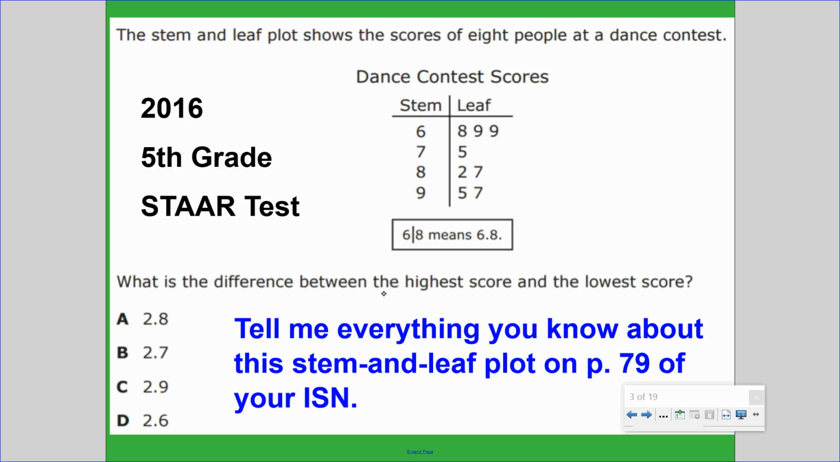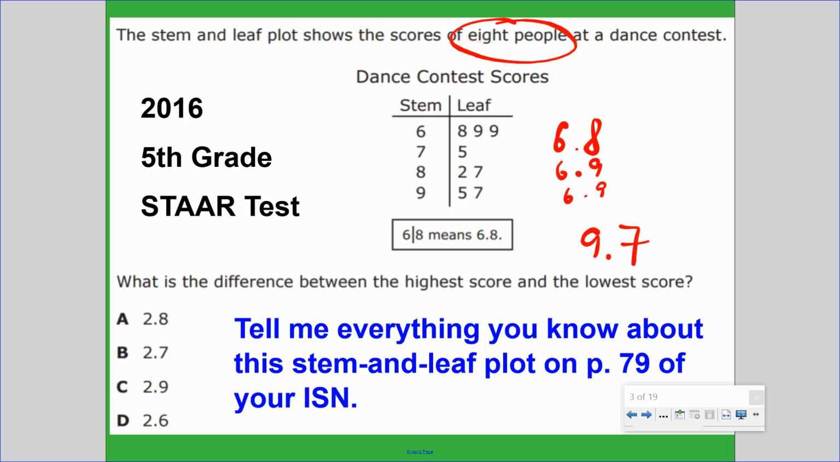What is the difference between the highest score and the lowest score? So let's say if you still remember this. Tell me everything you know about the stem and leaf from page 79 of your ISN. So hopefully you'll say that there are 1, 2, 3, 4, 5, 6, 7, 8. There are 8 people at the dance. It's right here. Hopefully you'll say that the lowest score was 6.8, while the highest score was a 9.7. Hopefully you'll say, so you can list out all the scores, 6.8, 6.9, 6.9.